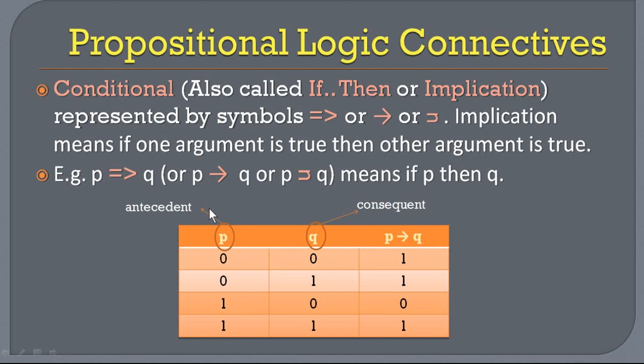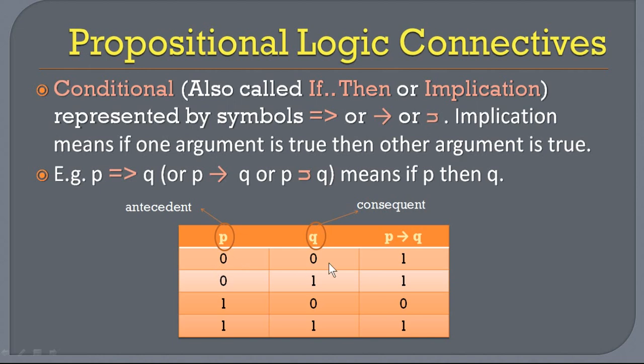Before that, you can see the left column. The first column, P, we call the antecedent, and the second column, that is Q, we call the consequent. These are some terms you should remember. You should learn these terms in propositional logic, because in questions they may use these terms. So you should understand what they are before you attend the question.